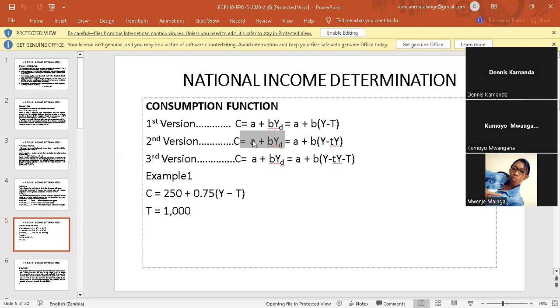Now I said YD. How do you put your YD? Your YD, I've said it's Y, your income, minus your tax. So what is our tax here? We have been given the tax rate. Tax rate is a percentage of income. So if they have given you tax rate as 0.4, meaning 40% of income, it will be 0.4Y. That in itself will be called your tax.